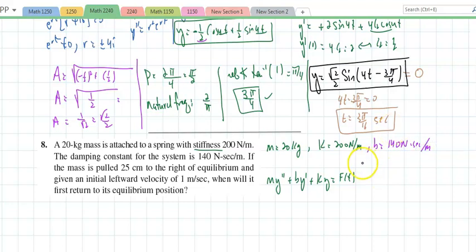If the mass is pulled 25 centimeters, so we're going to pull this 25 centimeters, that means y of 0 is 25 centimeters. Now we have a couple of options. Since this is in meters and this is in centimeters, either convert the meters to centimeters or the other way around, and of course it's easier to go this way. So wouldn't you say that's 1/4 of a meter? You could multiply by 1 over 100, right? And given initial leftwards velocity of 1 meter per second.